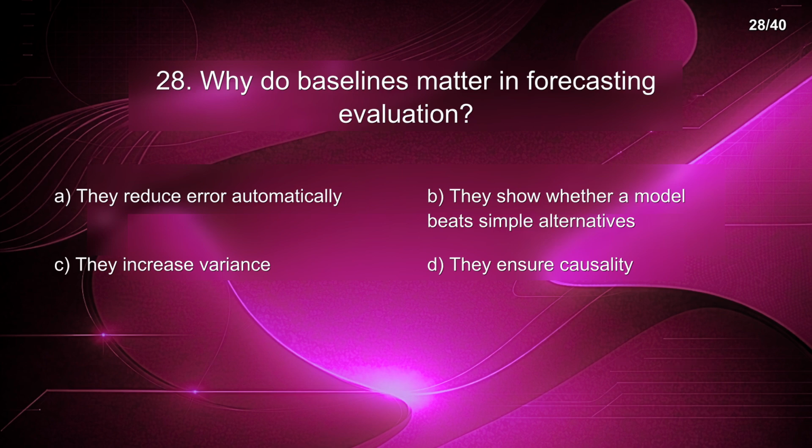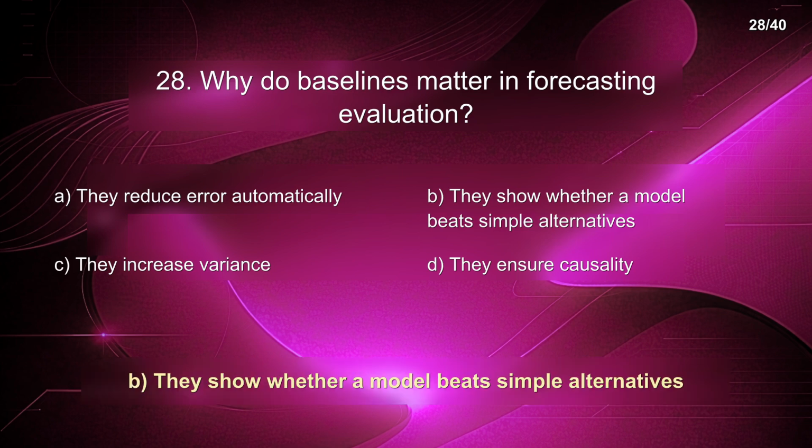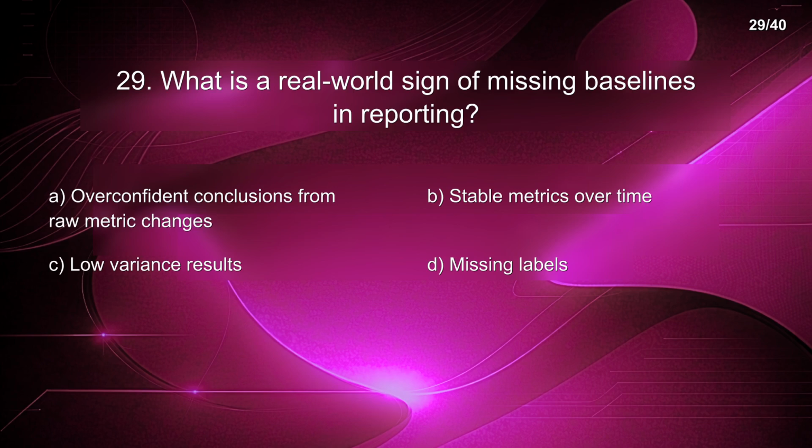Correct answer is B. They show whether a model beats simple alternatives. 29th question. What is a real-world sign of missing baselines in reporting? A. Overconfident conclusions from raw metric changes. B. Stable metrics over time. C. Low variance results. D. Missing labels.